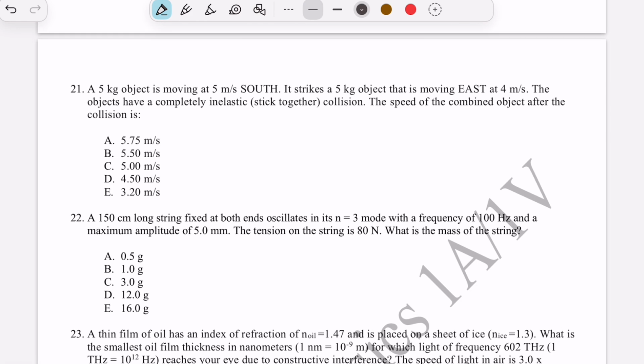A 5 kilogram object is moving at 5 meters per second south. It strikes another 5 kilogram object moving east at 4 meters per second. After they stick together, what is the speed of the combined object?